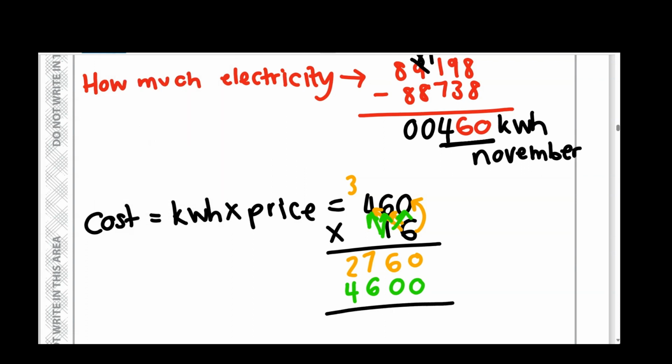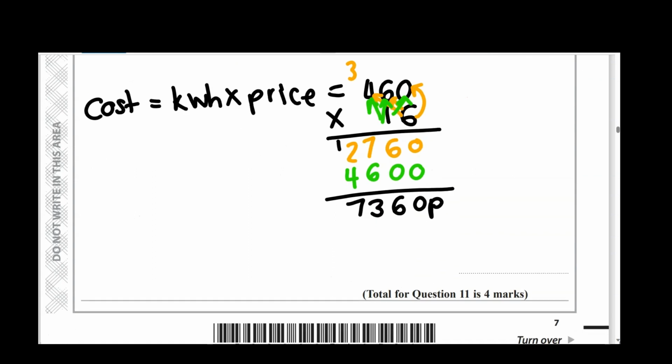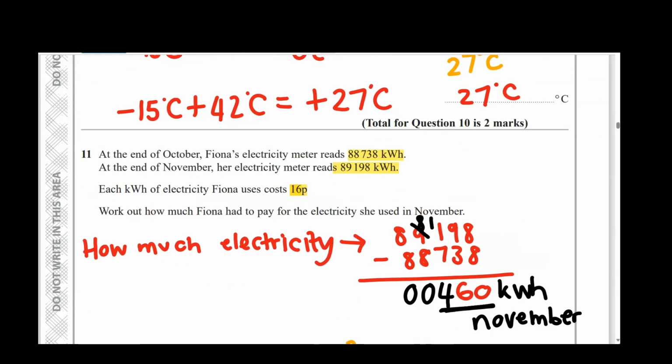Just keep in mind this is in pence. So 0 add 0 is 0. 6 add 0 is 6. 7 add 6 is 13. Carry the 1. 2 add 4 is 6, add 1 is 7. So that is 7,360 pence. And then another mark that you're going to get is converting that. So our cost is 7,360 pence. Let's just see if they want us to give it in pounds.